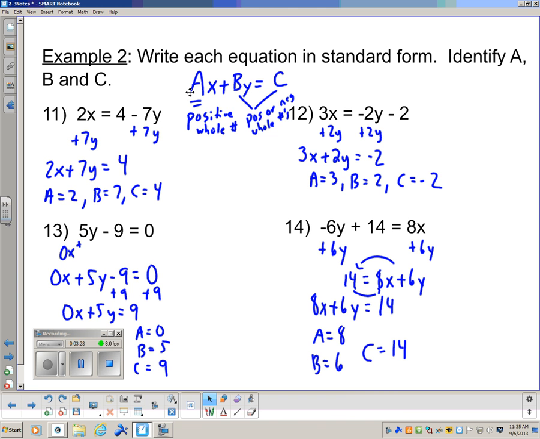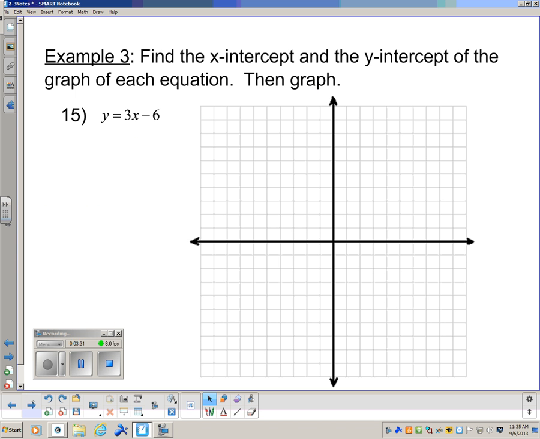All right, so that is right in standard form and identifying the pieces. But now we're going to go ahead and find the x and the y-intercept of the graph of each equation and then graph it. So for this one here, we have to find the x and the y-intercept.